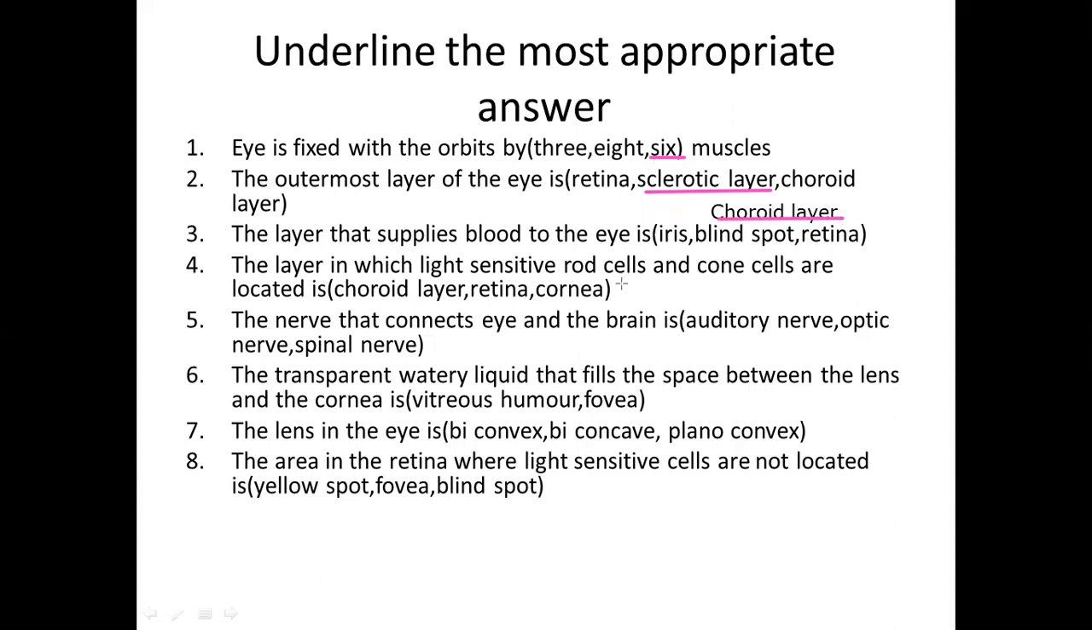Now it comes to the fourth one. The layer in which light sensitive rod cells and cone cells are located. There was the outermost layer, the sclerotic layer. Inside that you found the choroid layer which supplies blood to your eye, and inside that you found the light sensitive layer in your eyes, which is known as the retina.